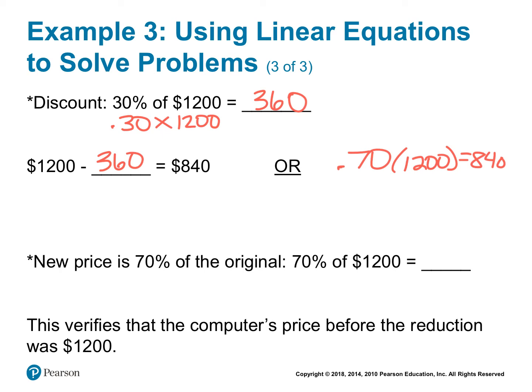So the new price is 70% of the original. 0.70 times 1,200 is another way to get $840. So either way, it doesn't matter which way you check it, but this does verify that the computer's price before the reduction is $1,200.